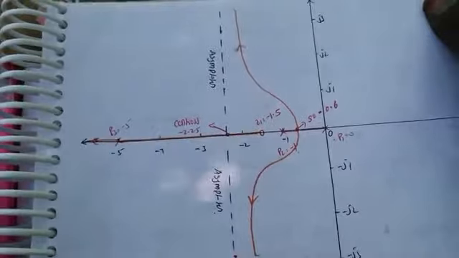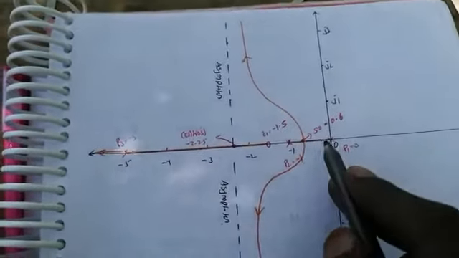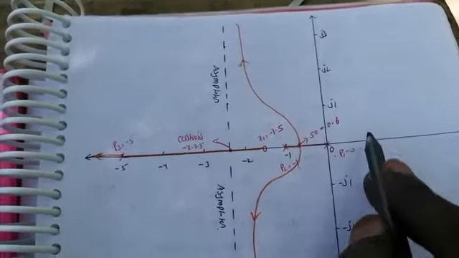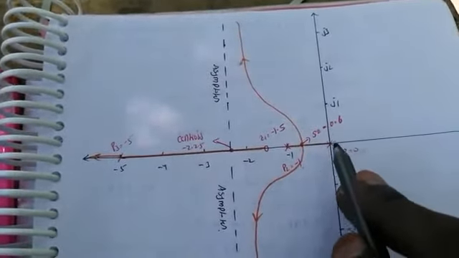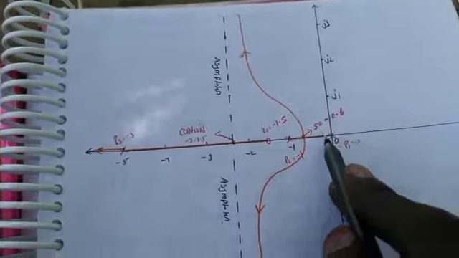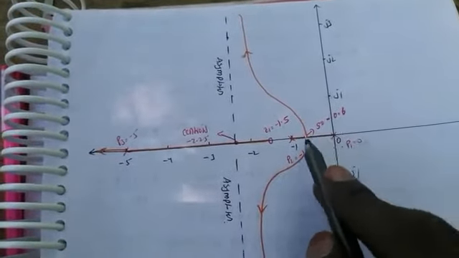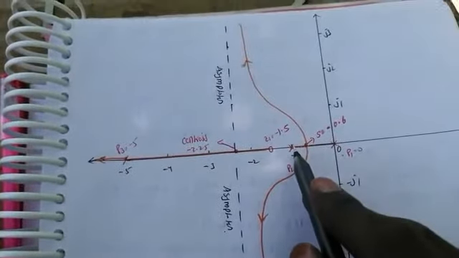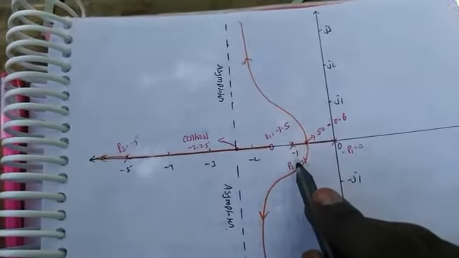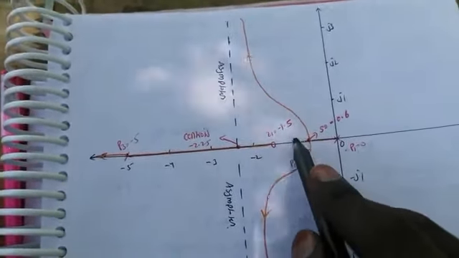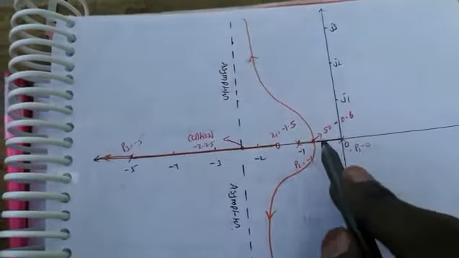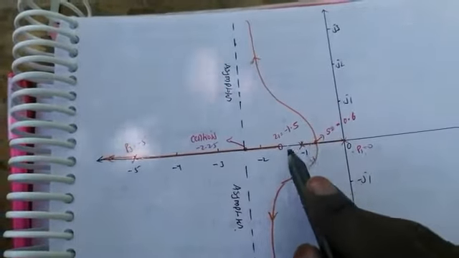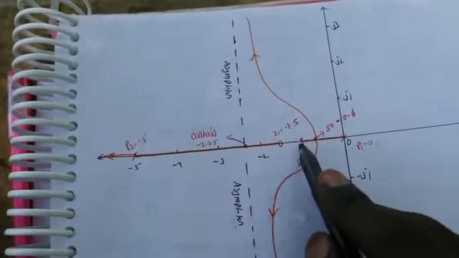Now we have to check the root locus. If you choose a test point between these 2 points, that is 0 and minus 1, when we look at the right side, there is only one pole. So 1 is an odd number. That's why a root locus should be available between these 2 poles. Next, if we choose a test point between minus 1 and minus 1.5, when we look to the right side, it has 2 poles. So 2 is an even number. That's why between minus 1.5 and minus 1 there is no root locus.